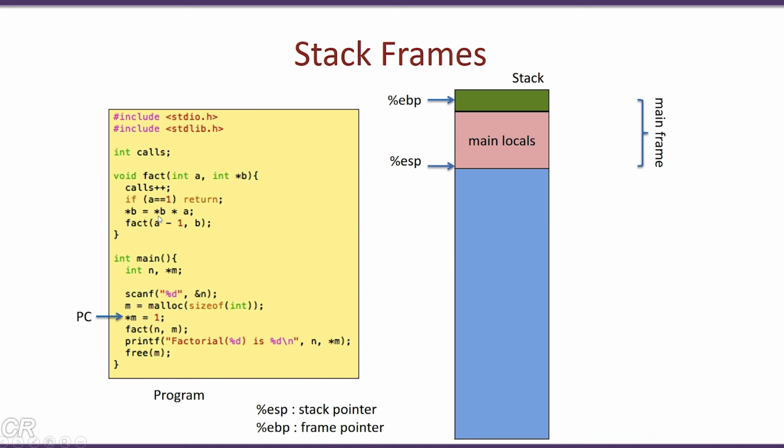that gets invoked until a becomes 1. So note that fact takes two parameters, one is int a and the other one is a pointer, int *v.